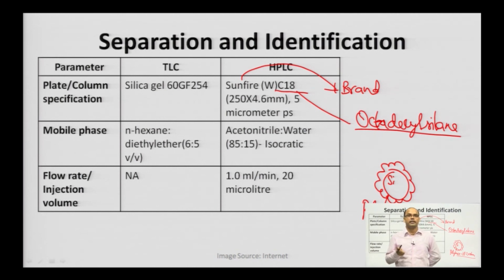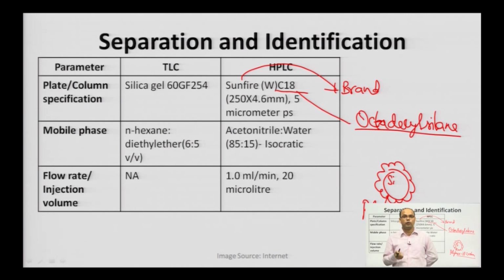The pore size here in the C18 column is about 5 micrometer. We have used the mobile phase acetonitrile-water in the ratio of 85:15, and we have performed isocratic elution. Isocratic elution means throughout the analysis we have used the same mobile phase. If it were gradient elution, then we would have used different mobile phases at different times of elution.